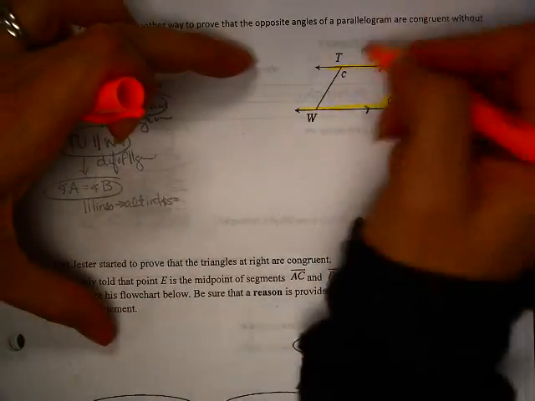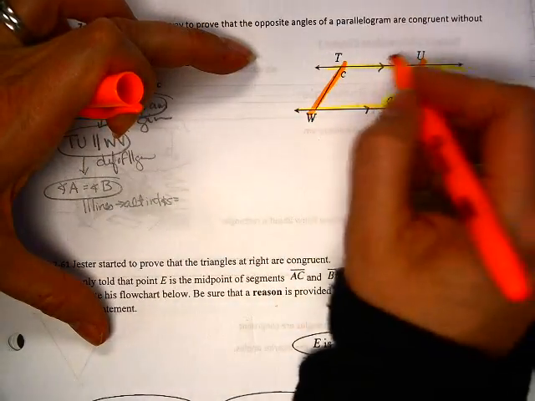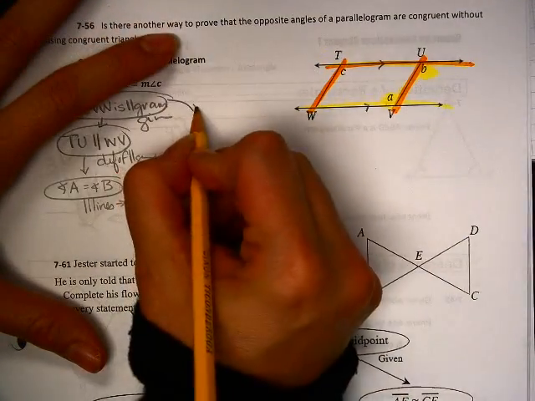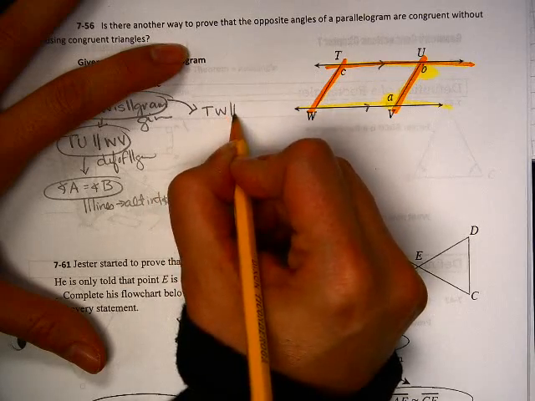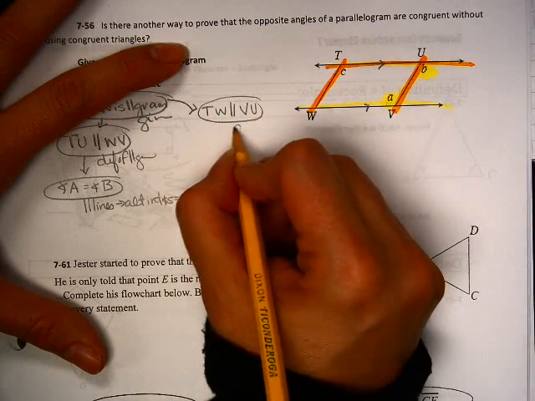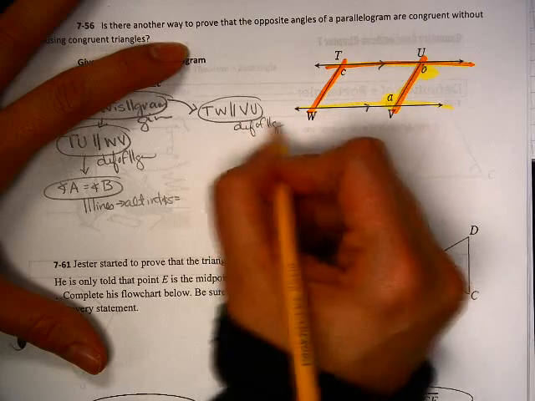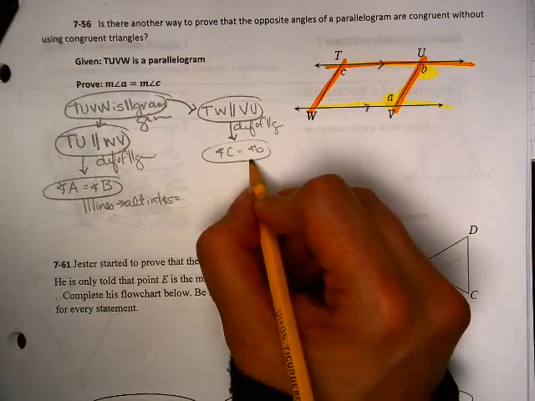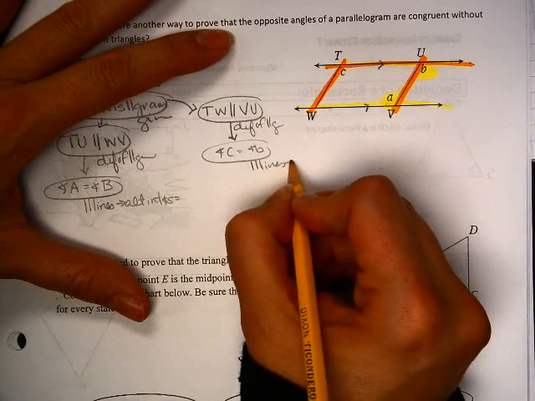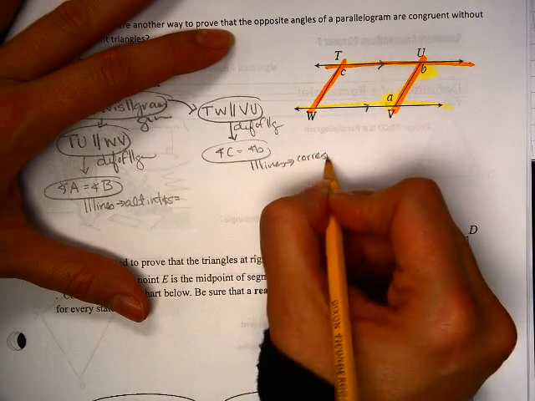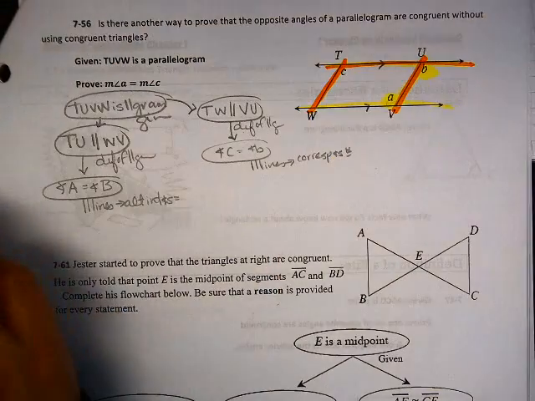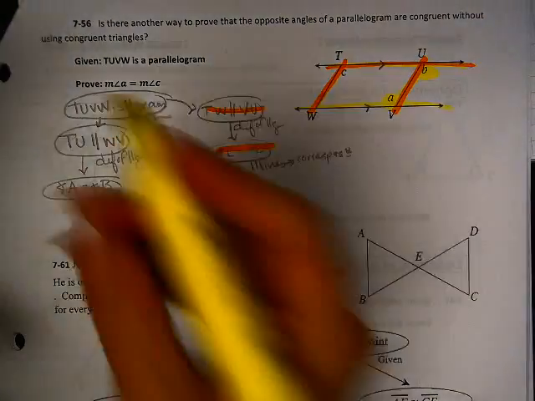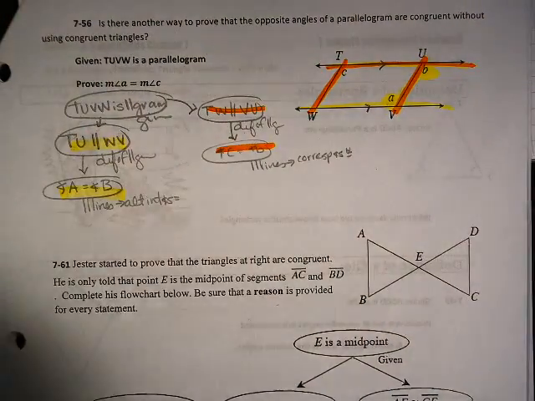But parallelograms mean that these guys are parallel too. So I could also say that TW is parallel to VU, also because of the definition of parallelogram. And I could say that angle C is equal to angle B, for a different reason. Parallel lines this time give me corresponding angles that are equal to each other. So this is this situation, and this is this situation.